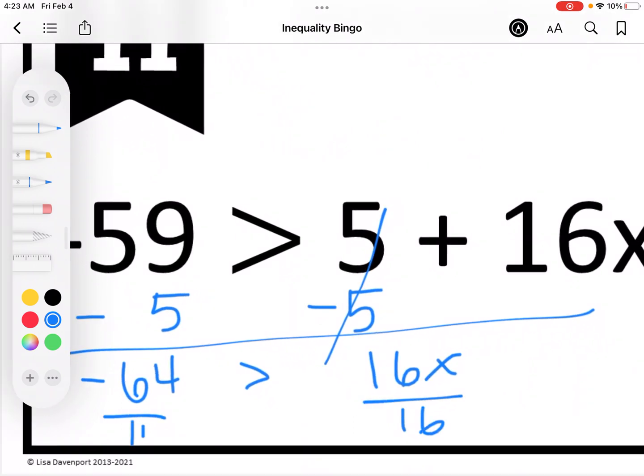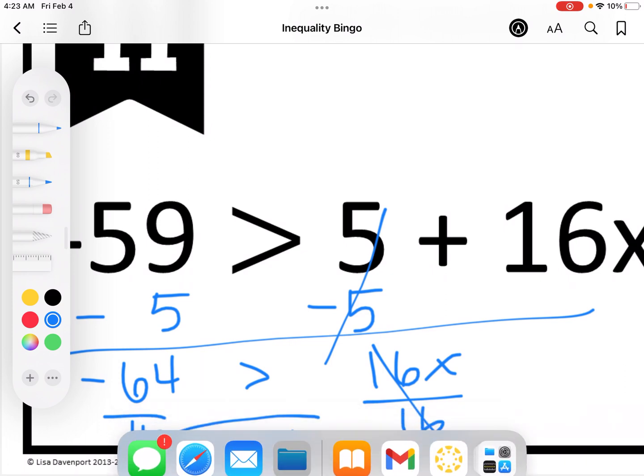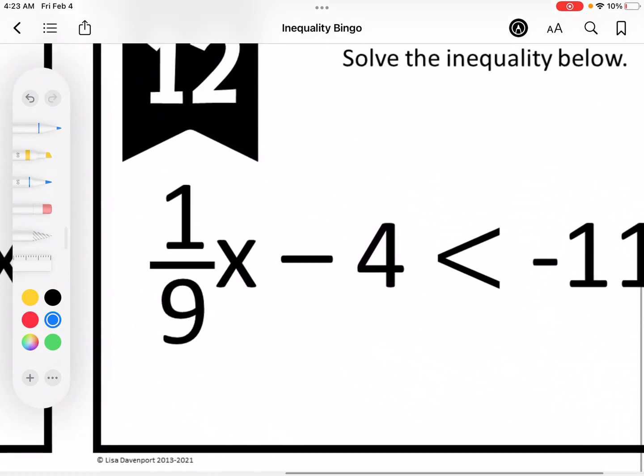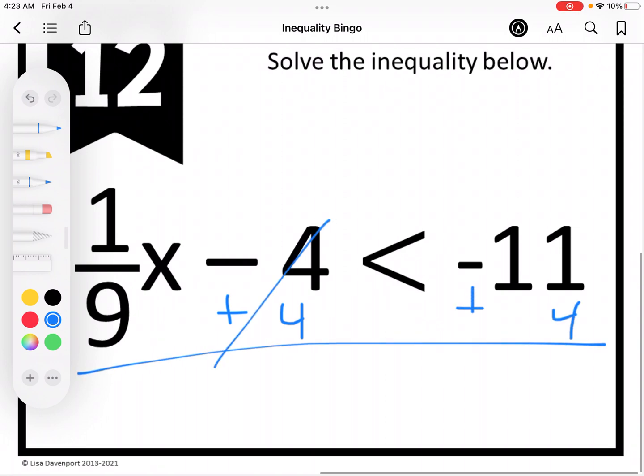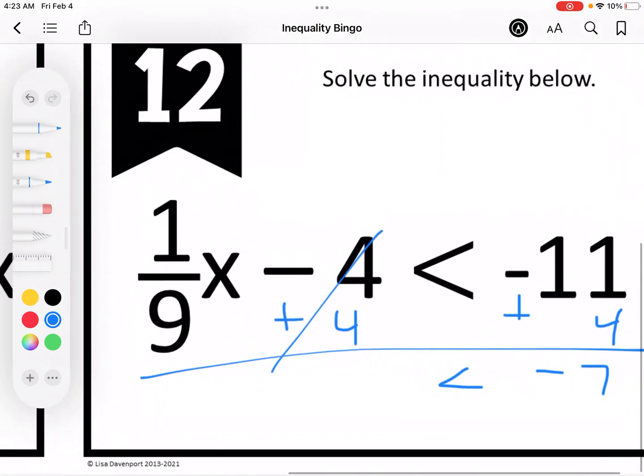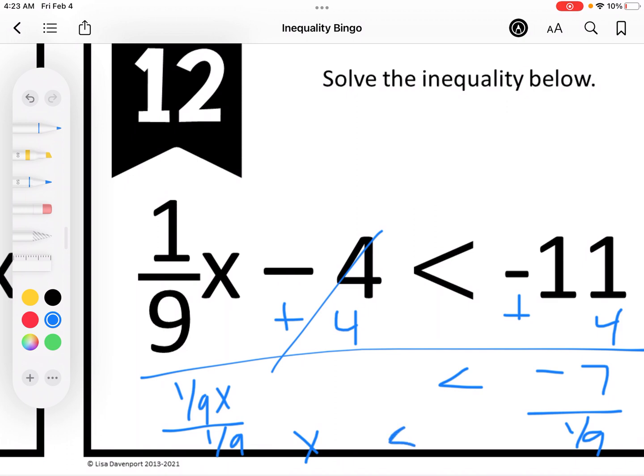So this time I'm dividing by a +16, so I'm not going to reverse that inequality, even though I'm going to get a negative number when I divide. Same thing here. I'm dividing by a 1/9, and that 1/9 is positive, so I'm not reversing my inequality.